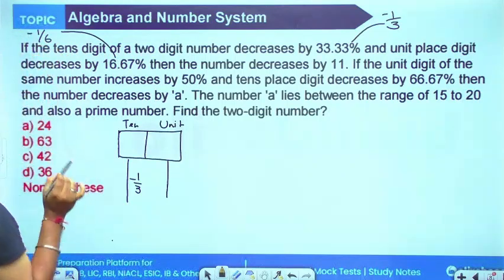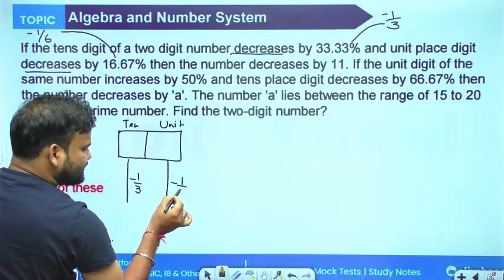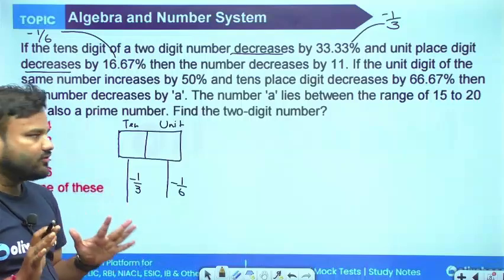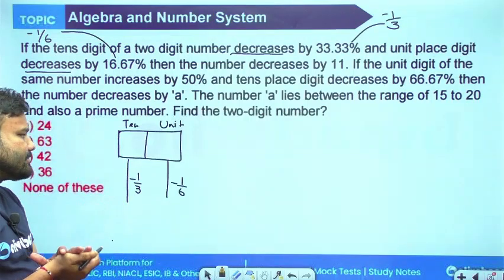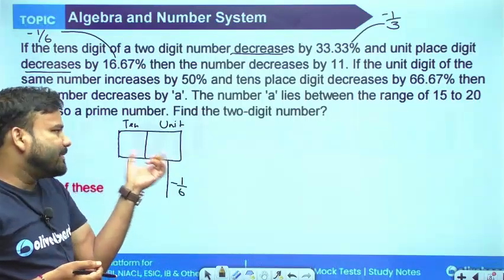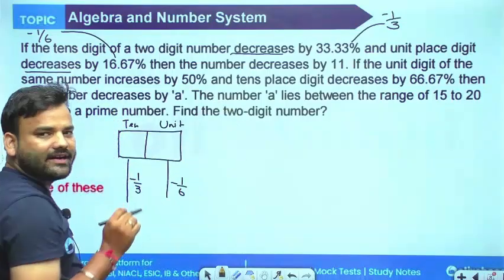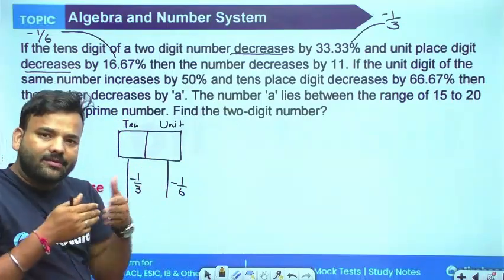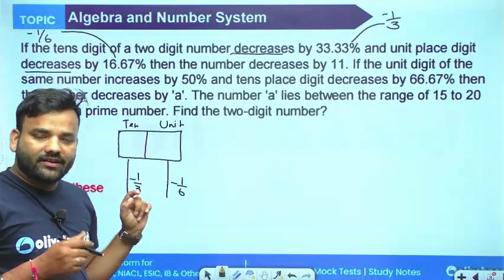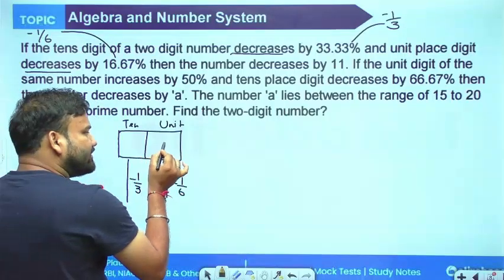Both are decreasing, right? The tens digit decreases and the unit digit also decreases by 1/6. Clear? Then the number decreases by 11. So the number is decreasing by 11. Tell me, what can this particular number be? The unit place can be any number out of 10 numbers, 0, 1, 2, 3, 4. But I have to take 1/6 of it, isn't it? I have to reduce this by 1/6. It means this particular number will definitely be divisible by 6.